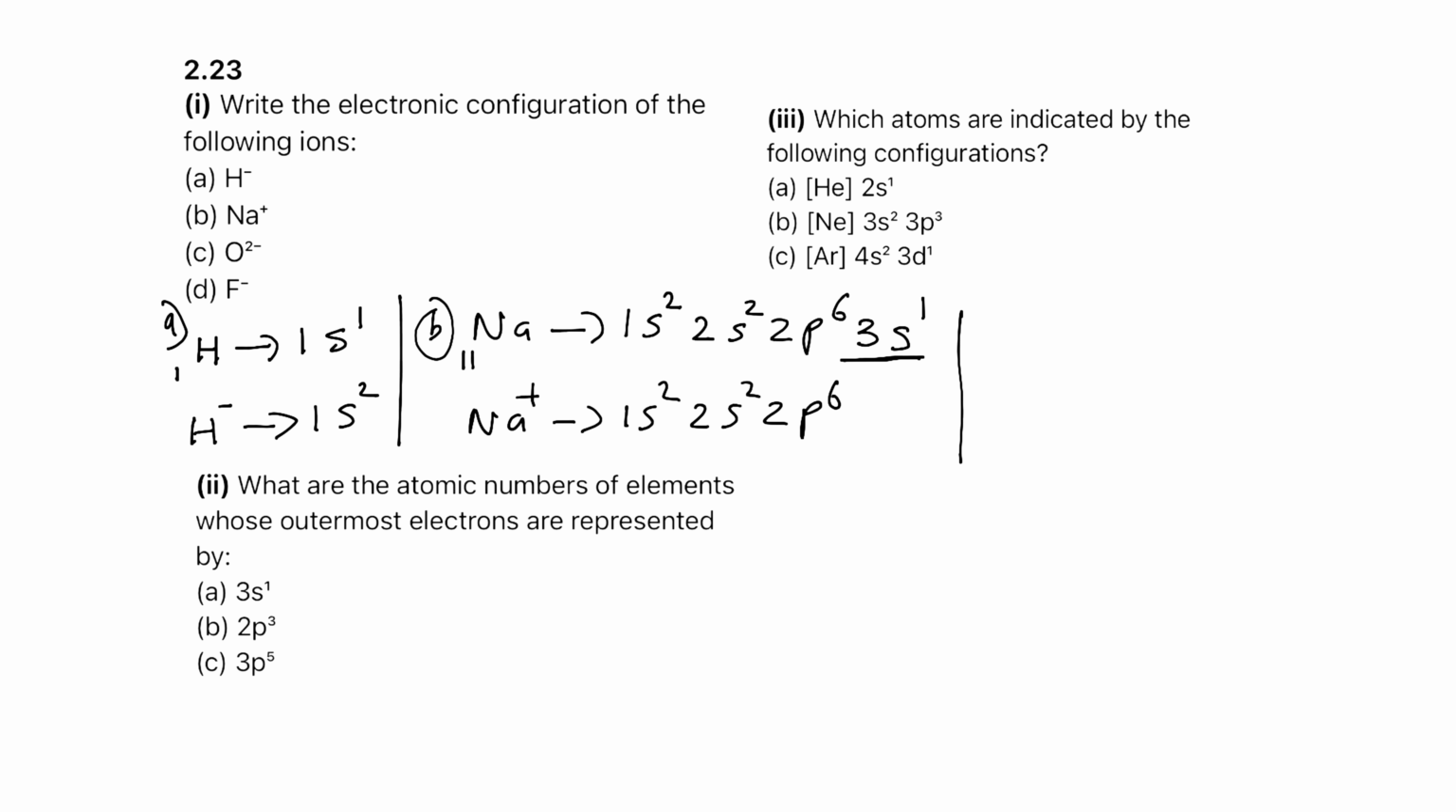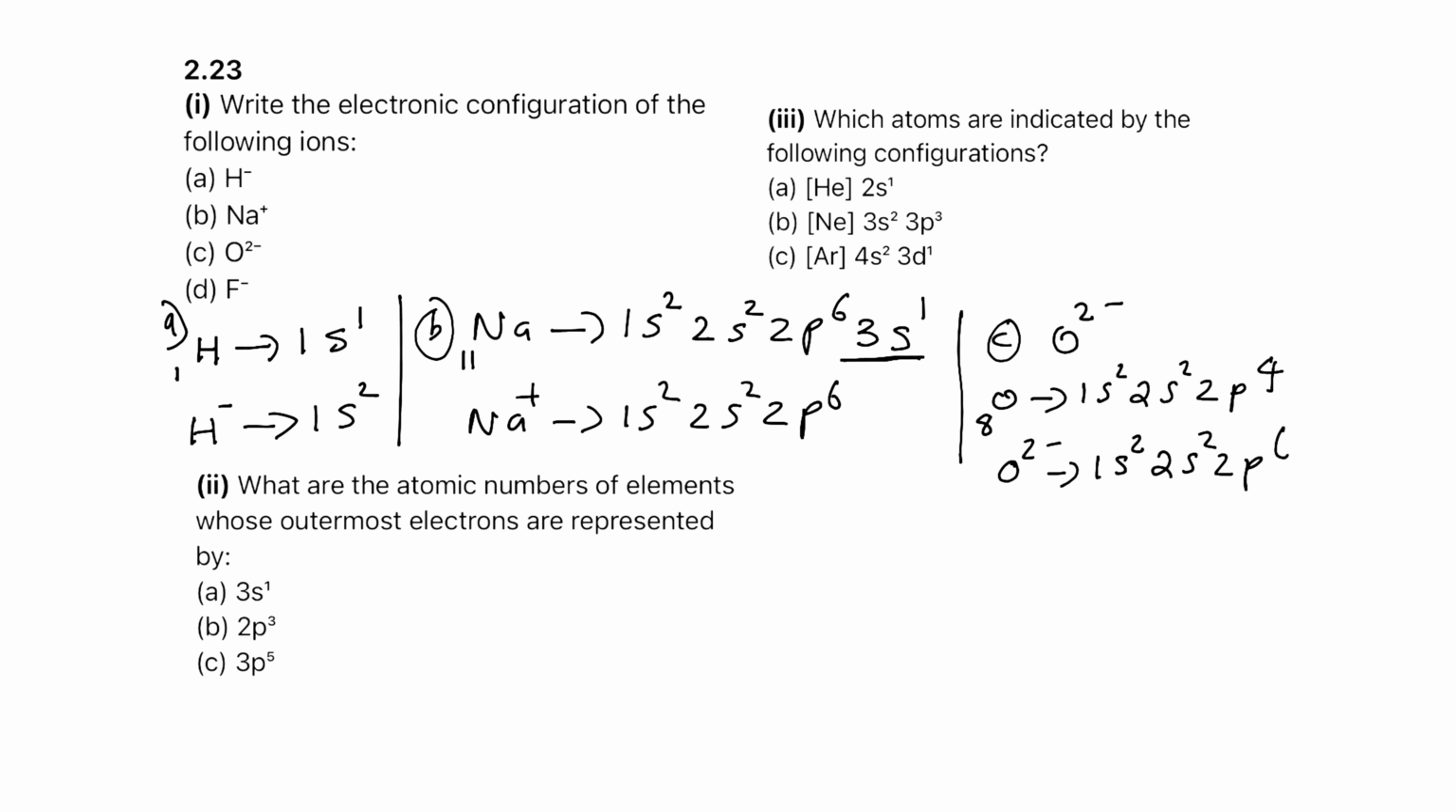O2 minus. Okay. See, for that oxygen is what? 1s2, 2s2, 2p4. What is the atomic number of oxygen? 8, right? So what is O2 minus? 2 electrons adding extra. 1s2, 2s2, 2p6. Correct? Now what is the last one?